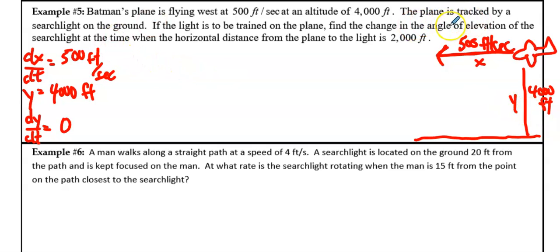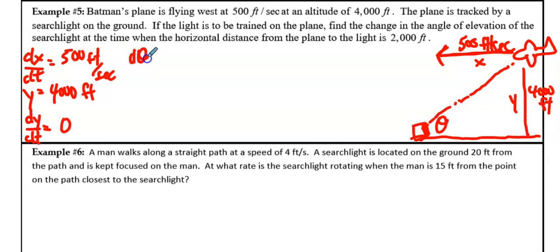So the plane is tracked by a searchlight on the ground, so let's go ahead and draw our little searchlight. There is that horrible searchlight. And if the light is to be trained on the plane, find the change in the angle of elevation. So we have to create ourselves a right triangle here. And here is our angle of elevation. Again, it's from the horizontal looking up. So find the change in the angle of elevation.